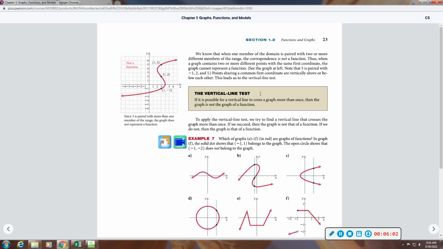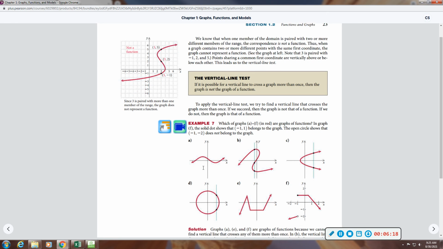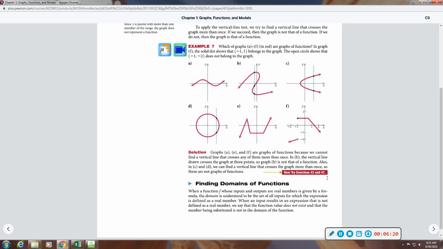So here we have the vertical line test. This is helping you to determine if a graph is a function. If you draw a vertical line and it crosses more than once, then the graph is not a function. Otherwise, it is. So you have some examples here, and then you have the solutions. A would be a function because no vertical line would cross more than once. B is not a function. You can see that blue line crossing 3 times. As for C and D, same thing, and then the others are functions.